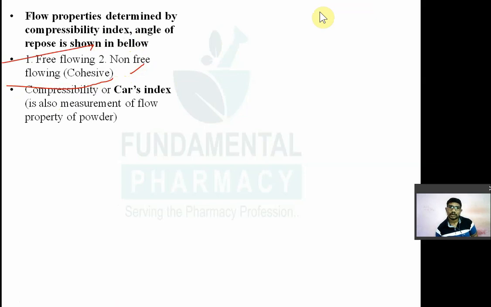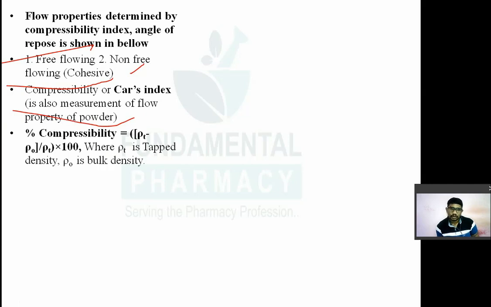कंप्रेसिबिलिटी और कार्स इंडेक्स, फर्स्ट वन इज कंप्रेसिबिलिटी और कार्स इंडेक्स. इसको कार्स इंडेक्स को ही कंप्रेसिबिलिटी इंडेक्स बोलते हैं. Remember, it also measures the flow property of the powder. It is an indicator of flow property of powder. So what is Carr's index? Percent compressibility is equal to tap density minus bulk density divided by tap density into 100. ठीक है, यहाँ पे देखो.